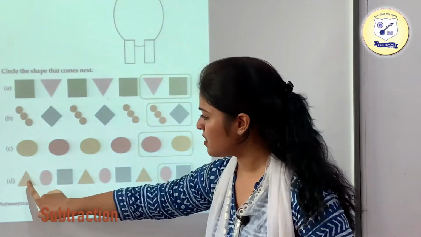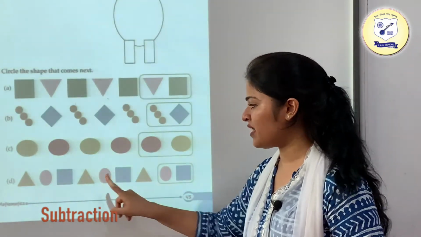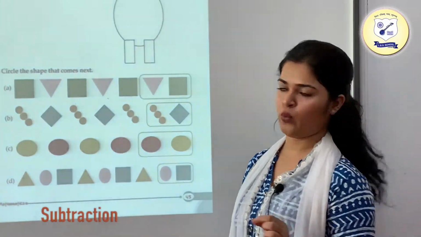Similarly, you can see in this one: triangle, oval, rectangle, triangle, oval, rectangle, triangle. After that triangle, what we are having is your oval. So we are just going to circle an oval.